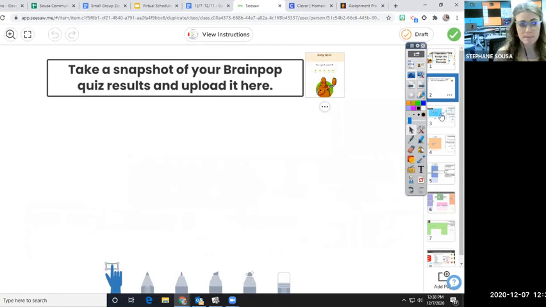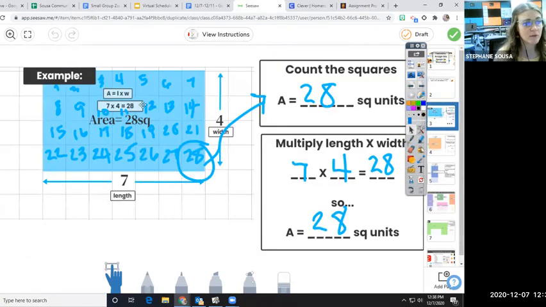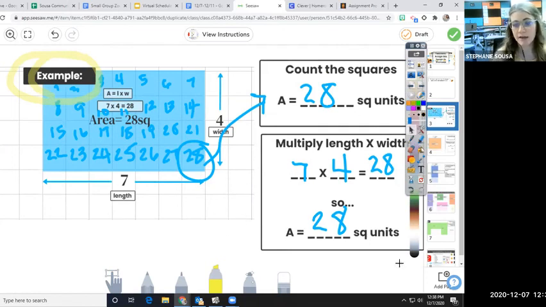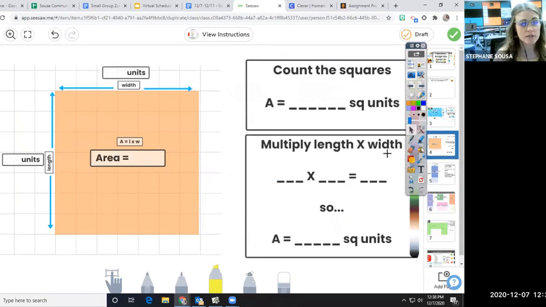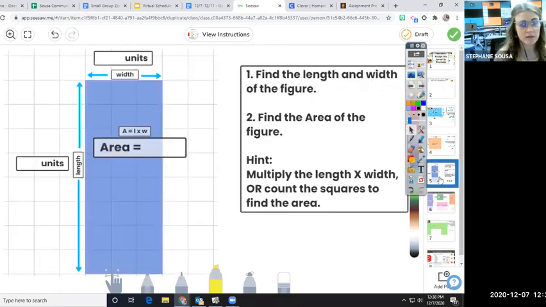Okay? Then on slide 3, you have an example. That's why it says example. There's no work to do here. It's just to study so you know what to do on the next slides. On slides 4 and 5, you will do what the slides tell you. Count the squares, multiply length and width. Count the squares, find the area, multiply.